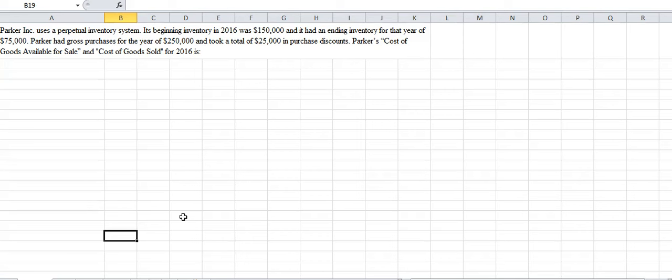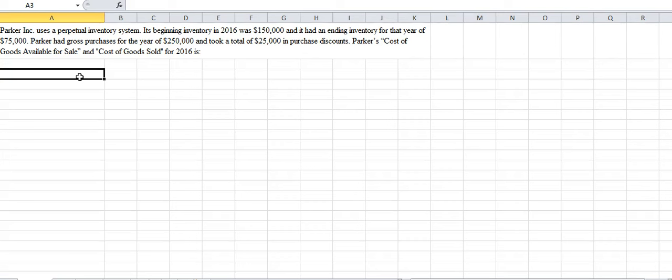But I'm going to review some of the problems that we have on the test here, okay? These are similar to what's going to be on the test. So let's do the first one. It says Parker uses a perpetual inventory system. Its beginning inventory in 2016 was $150,000 and it had an ending inventory for that year of $75,000. Parker had gross purchases for the year of $250,000 and took a total of $25,000 in purchase discounts, okay? Parker's cost of goods available for sale and cost of goods sold for 2016 is. So we want to calculate those two, right?